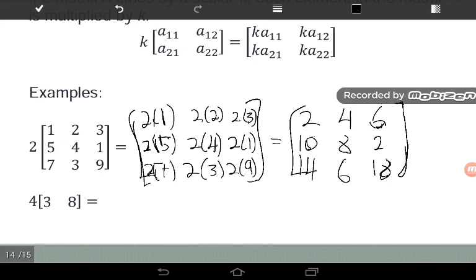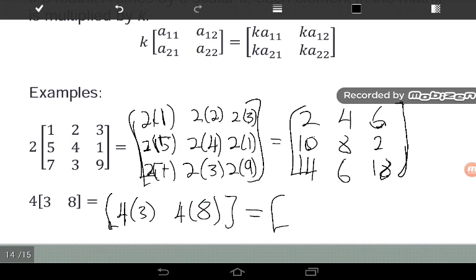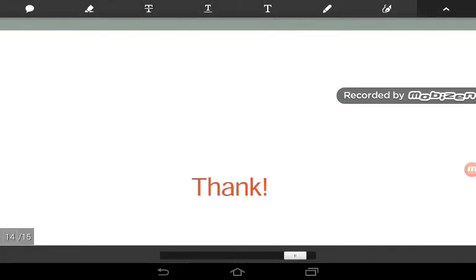Last, we have 4 times a 1 by 2 matrix, 3 and 8. So we have 4 times 3, 4 times 8. So the answer is 4 times 3, 12, 4 times 8, 32. Okay, so I think that's all.